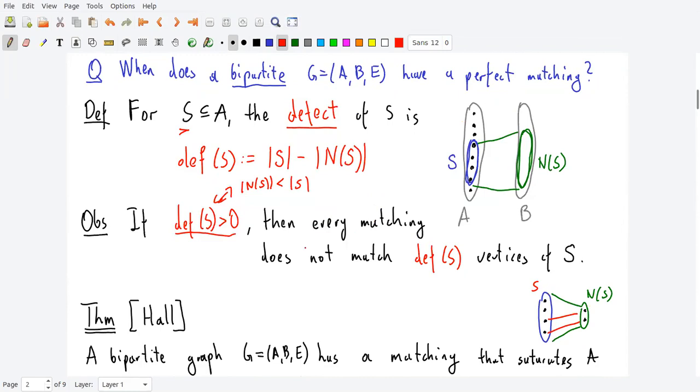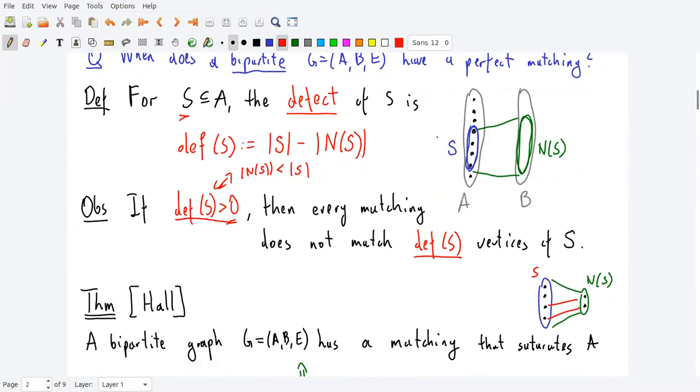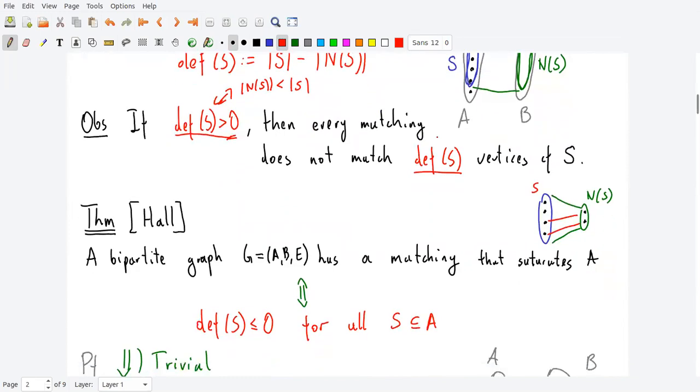Right, this means, or in other words, if the defect is positive, then at least defect of S vertices of S cannot be matched in any matching that one can find in the graph, right? So definitely if the defect is positive, there is no perfect matching, and also no matching that saturates A. That saturates A means that every vertex of A is matched. And there is Hall's theorem that tells that quite surprisingly, this is not only a necessary condition for the existence of a matching that saturates A, but actually also a sufficient condition.